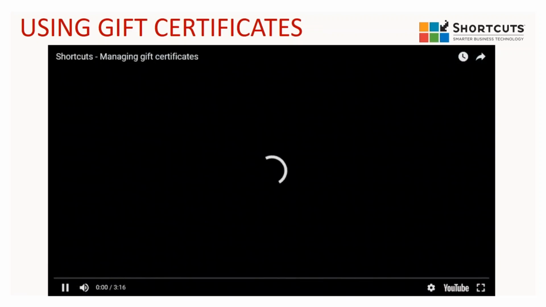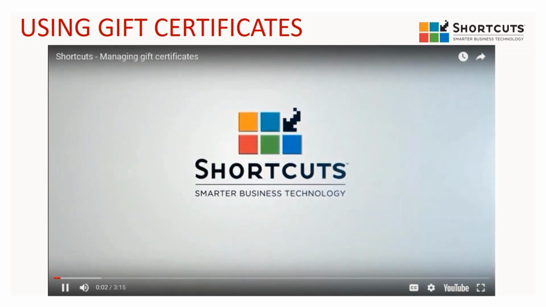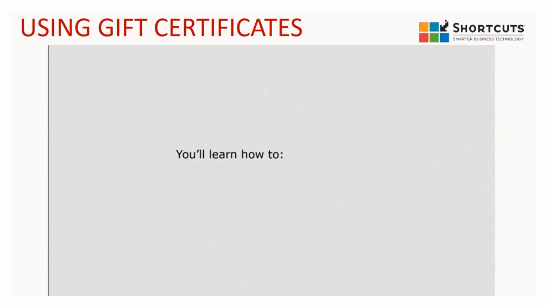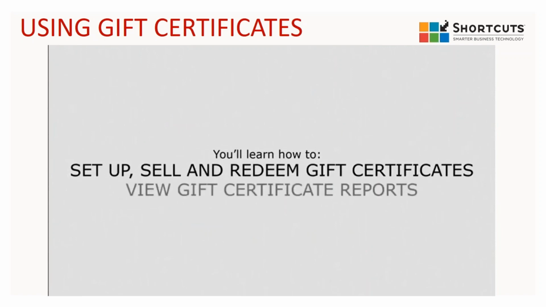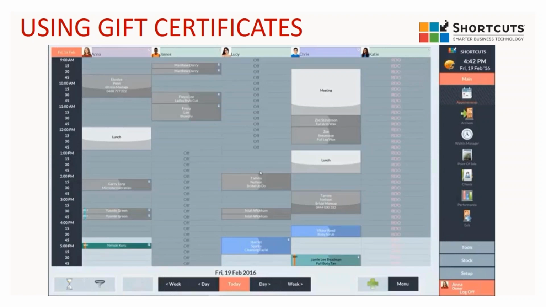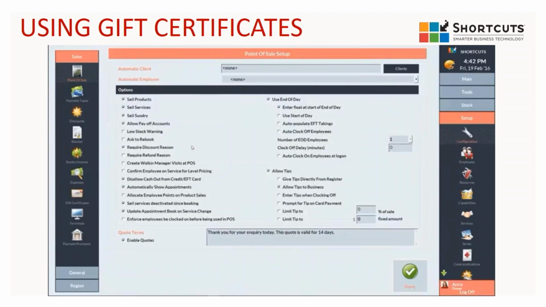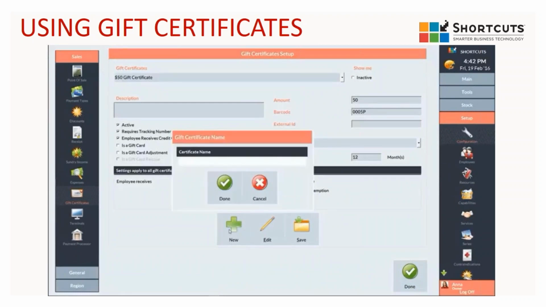So then, how do you actually use gift certificates in the point of sale? So setting up, we're just going to do a quick review. So how do you set up, sell, and redeem the gift certificates? So in Shortcuts, on the right side, if you've never set up gift certificates before, you're going to go to Setup Configuration, and on the left side of the screen, down to Sales and Gift Certificates.